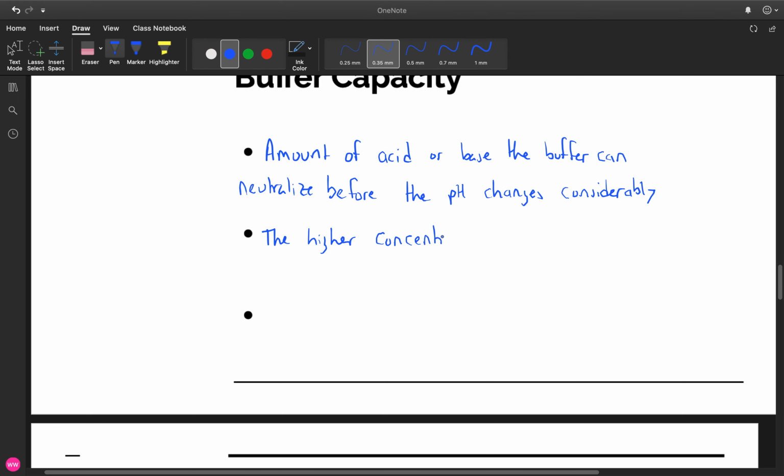So the higher concentration of the weak acid and conjugate base, the greater the capacity.